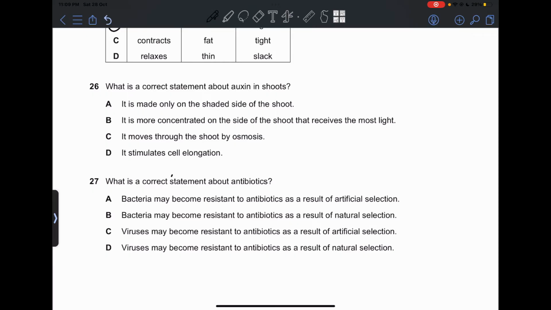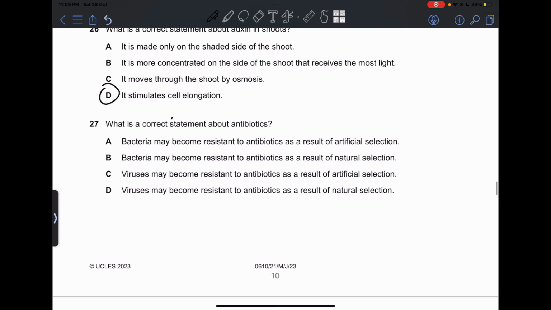B says it is more concentrated on the side of the shoot that receives the most light. Again, this is incorrect because auxin runs away from the light, or it is on the opposite side of the light sometimes if it's coming from one direction only. C, it moves through the shoot by osmosis. This is incorrect. D says it stimulates cell elongation. This is a correct statement, so our answer is going to be D.